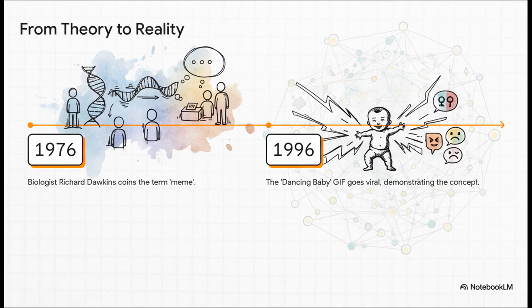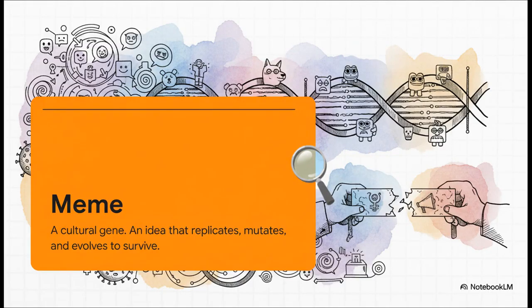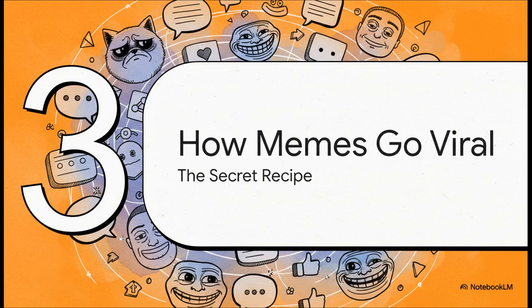That dancing baby, that weird little GIF that got emailed around everywhere, was one of the very first signs of this power. It was like Dawkins' theory was suddenly coming to life right in front of us. See, for Dawkins, a meme is basically a cultural gene. It's an idea that acts just like a biological gene. It copies itself, it changes a little bit each time, and it evolves to survive. Just thinking about it that way gives incredible depth to something we usually just write off as a joke, right?